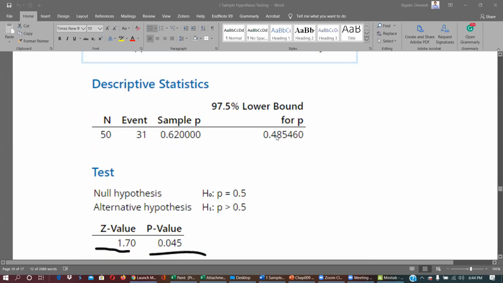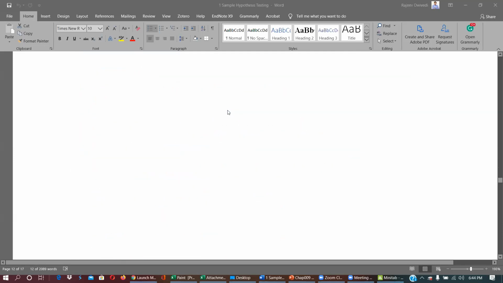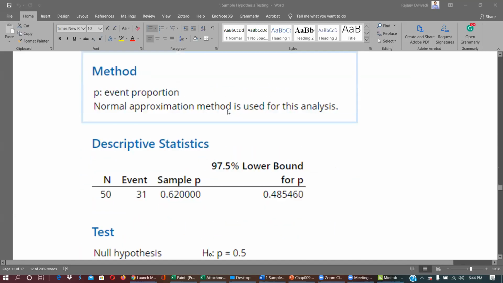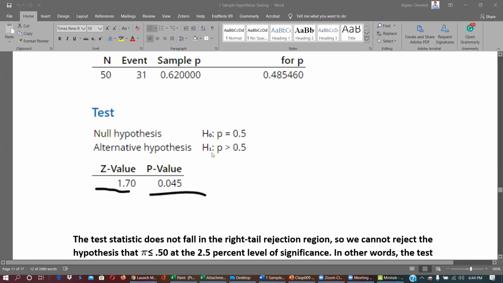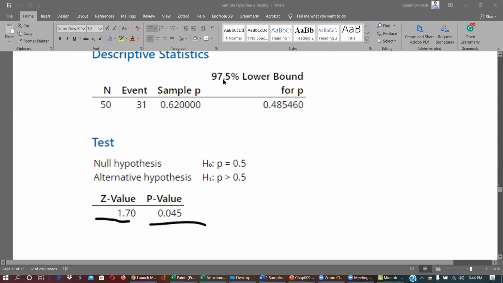Now I put here alternative. I put this value, and for the confidence interval I put 97.5 because it is asking only for a 2.5% significance level. Z value is 1.7, P value is 1.045. What do you say? What is your decision?